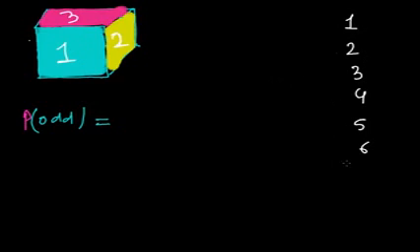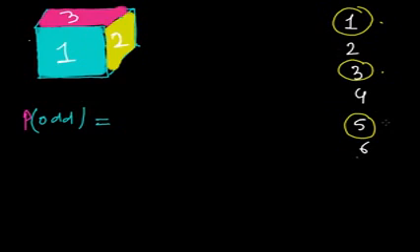So there are numbers 1 to 6, and the odd numbers are 1, 3 and 5. So the cases of getting an odd number are 1, 2 and 3. Means there are 3 cases that we will get an odd number, and the total cases here are 1, 2, 3, 4, 5 and 6. So this is the probability of getting an odd number when you throw a die, right?